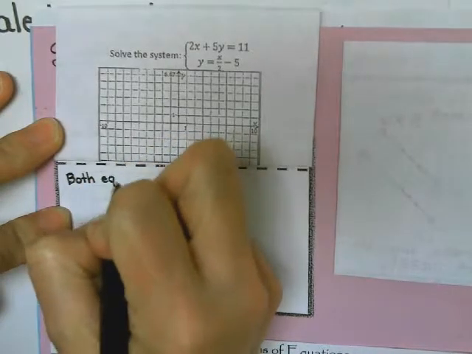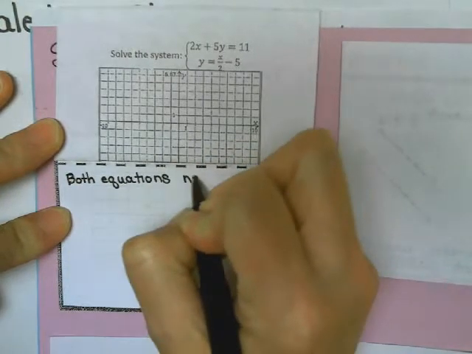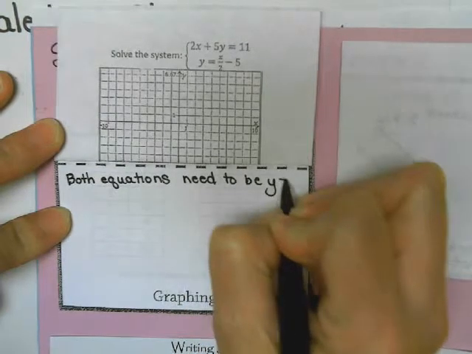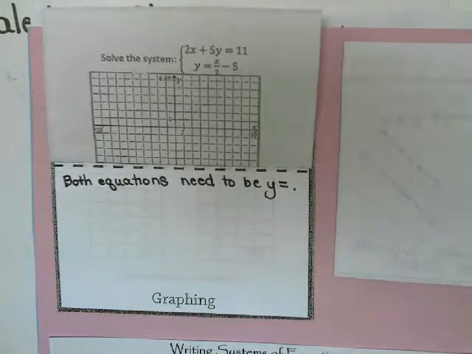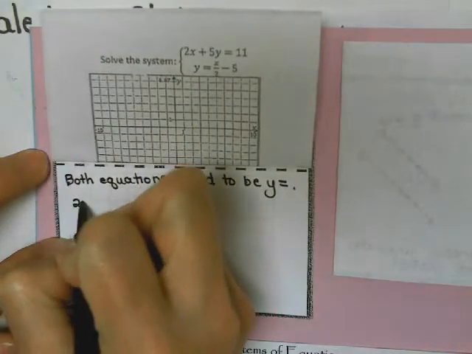So both equations need to be y equals. So if they're not both in y equals, that's the first thing you're going to need to change. So if you look at this first one, then it's 2x plus 5y equals 11. I'm going to need to fix that one.